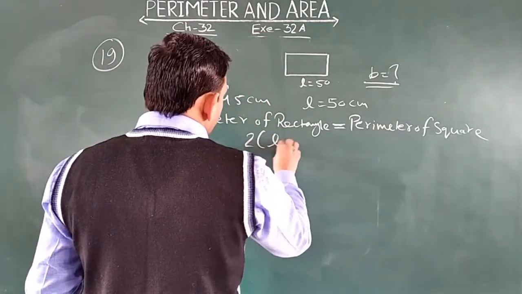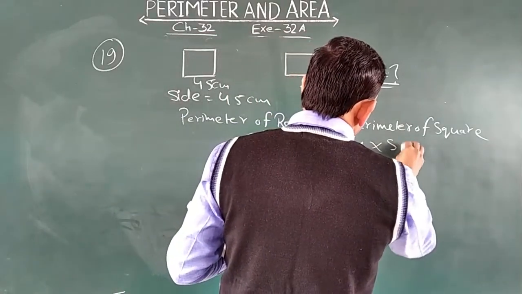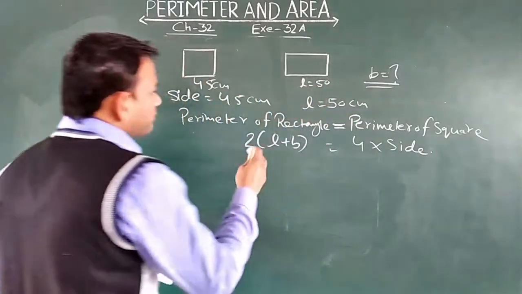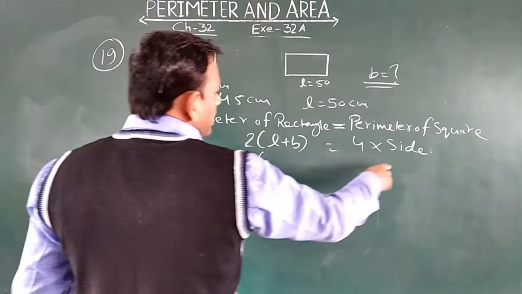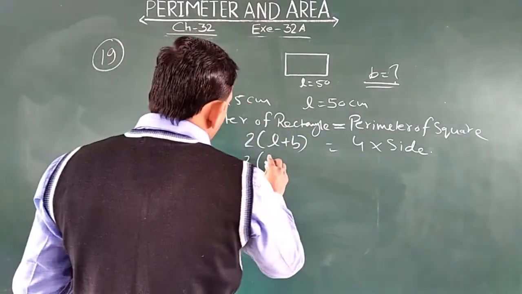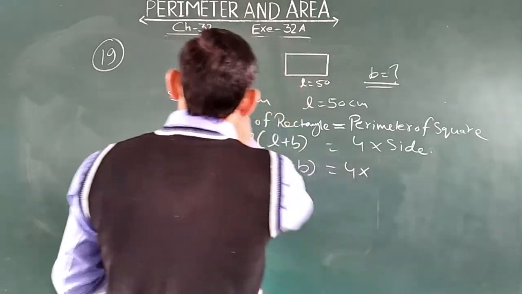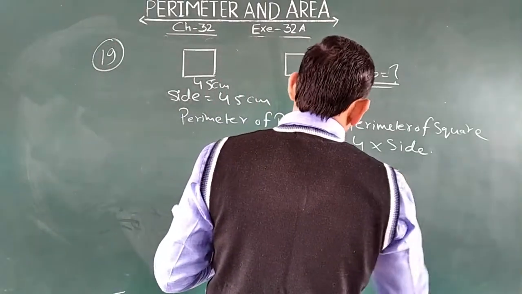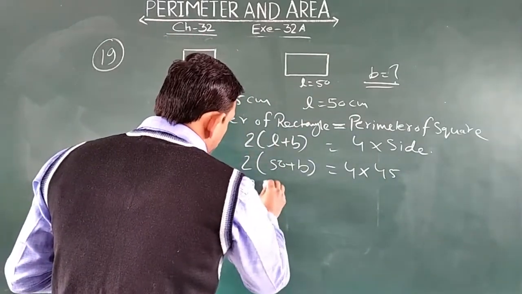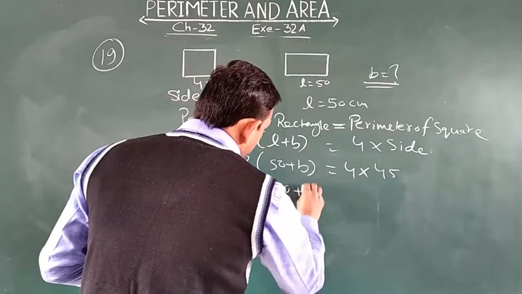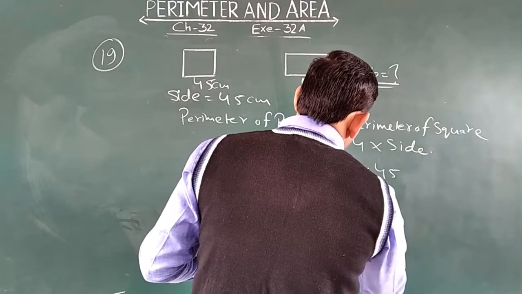So it is 2(L plus B), as you know, and it will be 4 into side. Now we will put the value of L and the side of the square. So L is given as 50, plus B, is equal to 4 into side. Side is given as 45. So 2(50 plus B) is equal to, it will be 180.